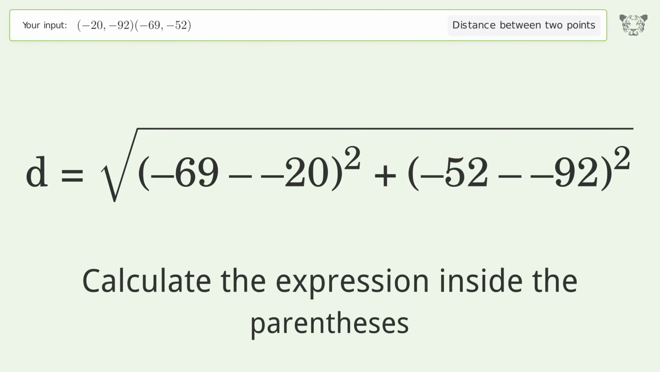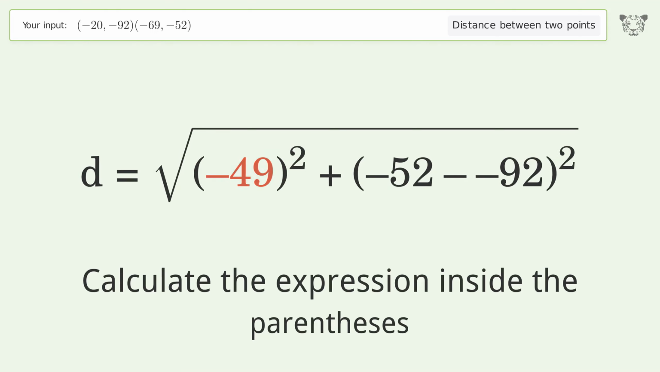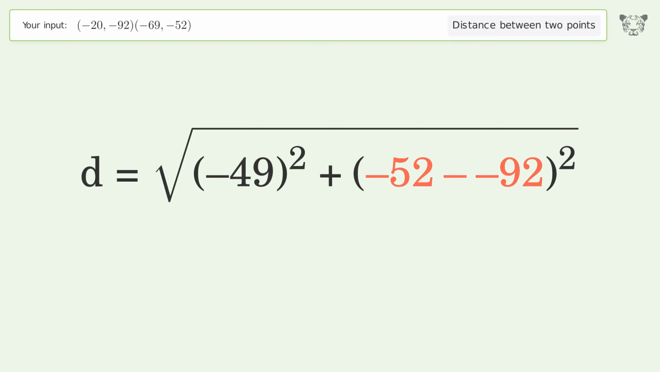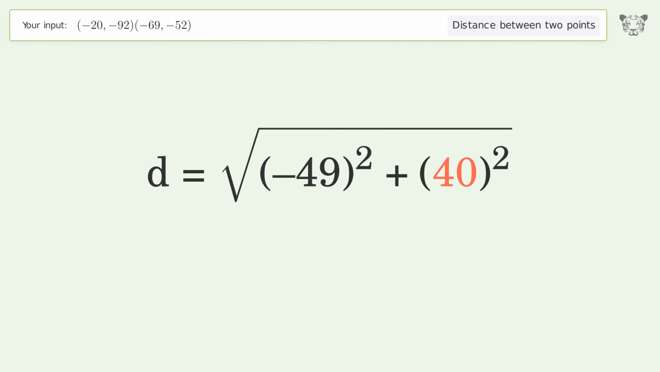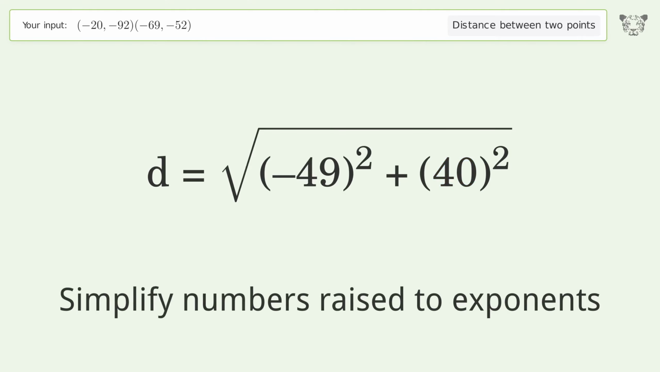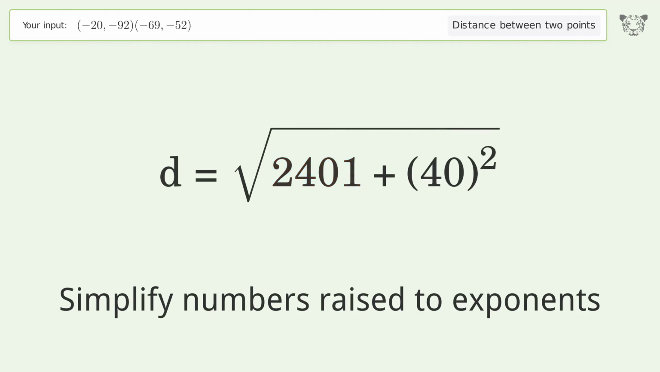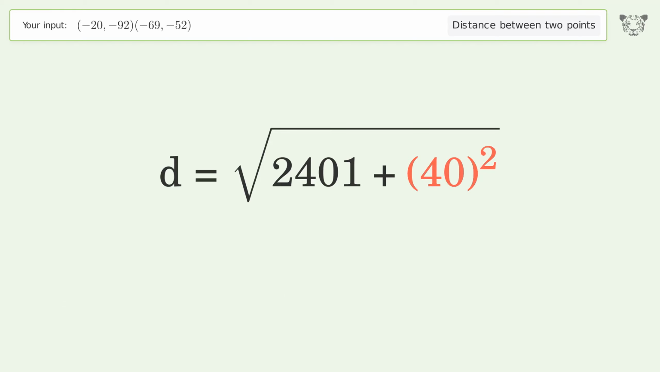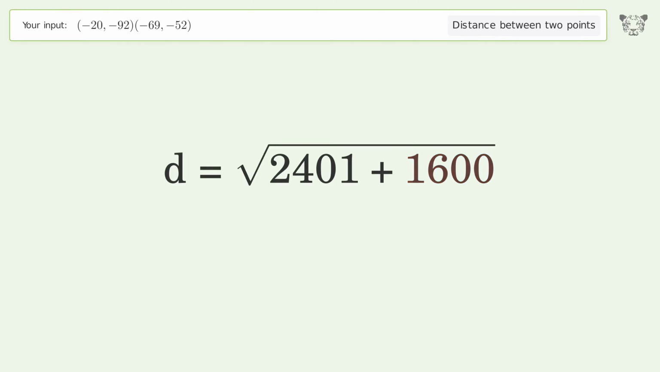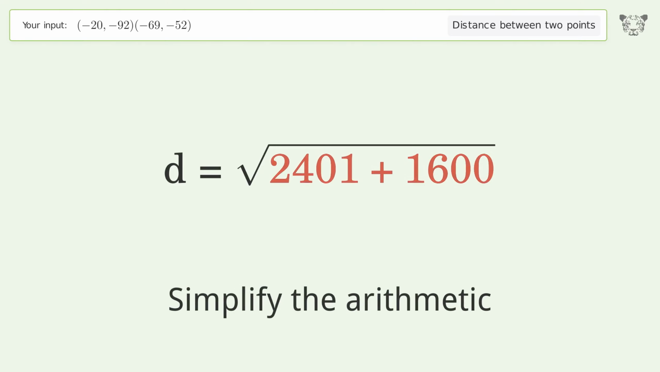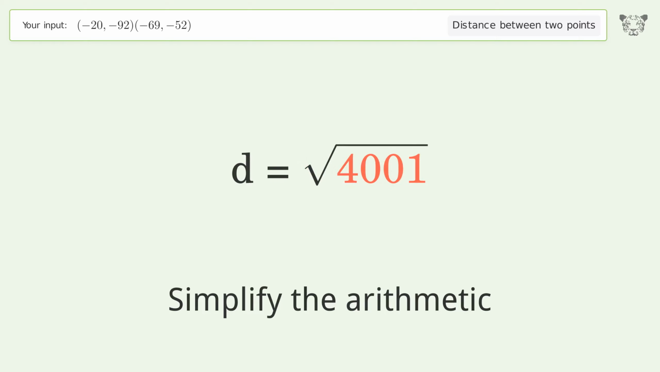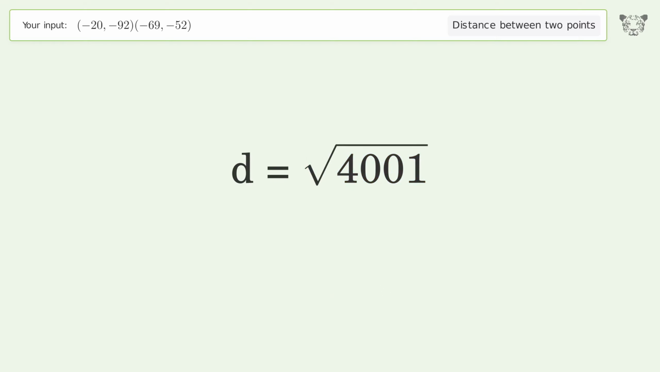Calculate the expression inside the parentheses. Simplify numbers raised to exponents. Simplify the arithmetic. And so the distance between the 2 points is the square root of 4001, or 63.253.